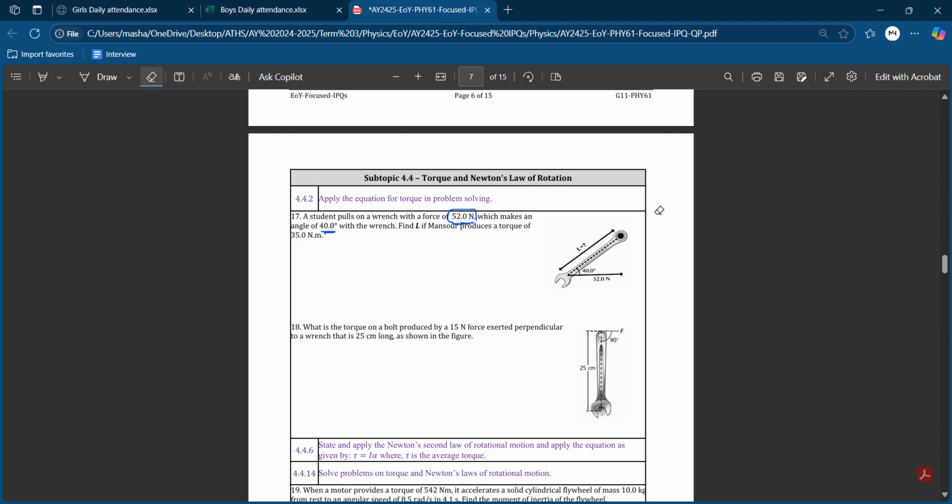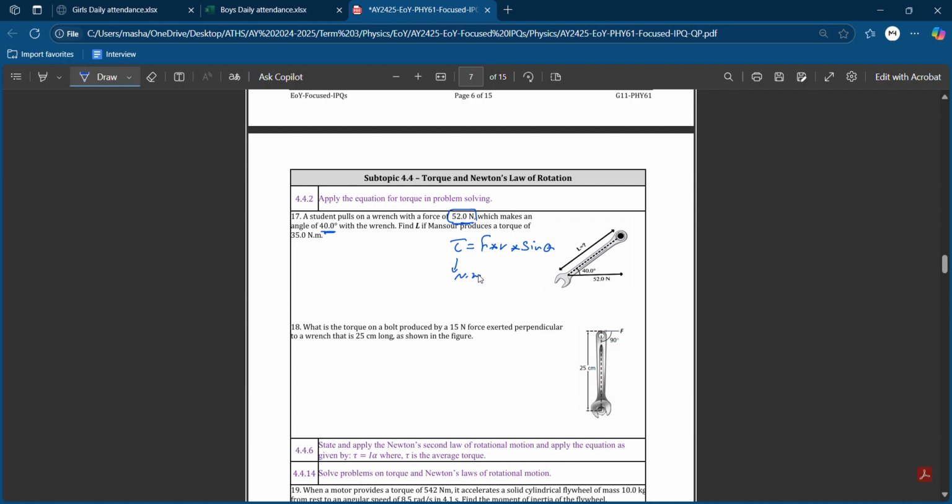We will talk about torque and Newton's laws. Here we need to keep some information: torque equals force times R, which is the length, times sine theta. F is the force, R is the length, and theta is the angle between the force and the length. Torque unit is Newton meters. Don't forget, the length is always in meters.